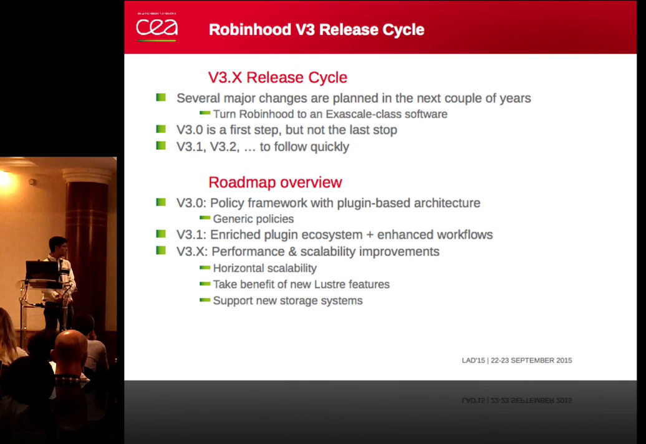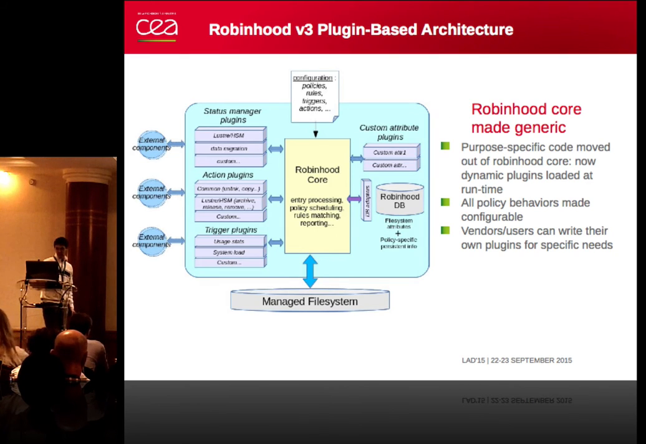And in all these 3.x versions, we have the possibility to horizontally distribute the work, also take benefit of new Lustre features to scan quickly, and support of new storage systems like object store. So this is the big picture of the V3 architecture.